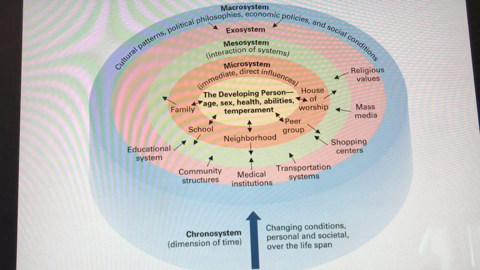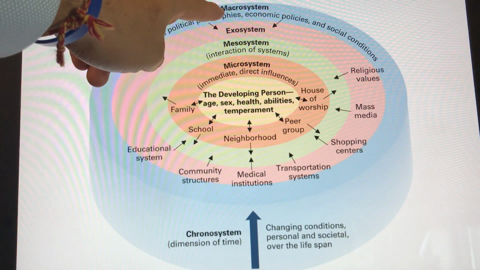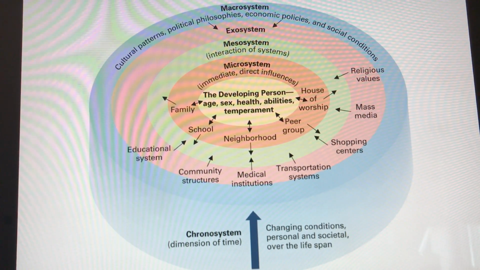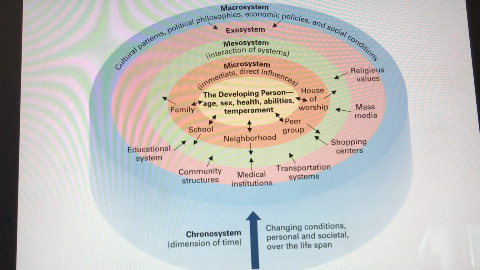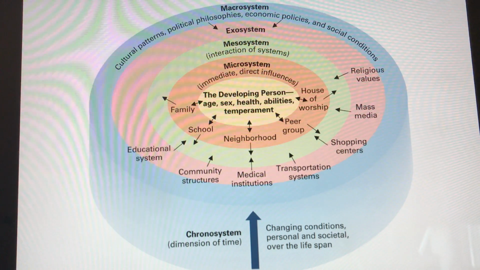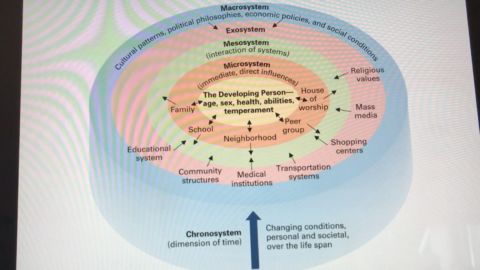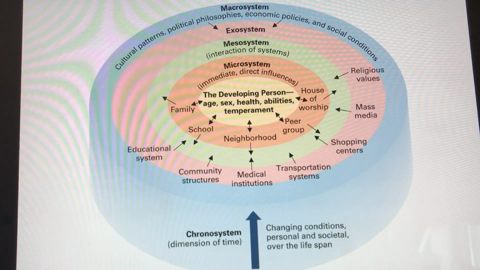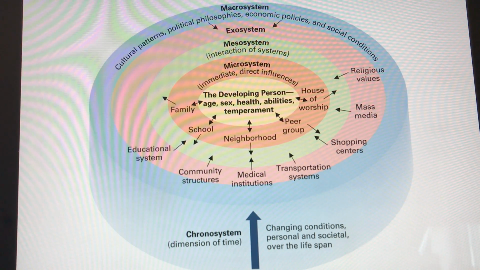Now we'll move interior as we go down. The next system is the macro system. The macro system is those broadest of issues that impact your development. For instance, cultural issues of the day and social concerns of the day are the broadest issues that impact you and your development as an individual. Where you are from in terms of your culture and the social and socioeconomic patterns that you come from are some of the largest influencers on your development.